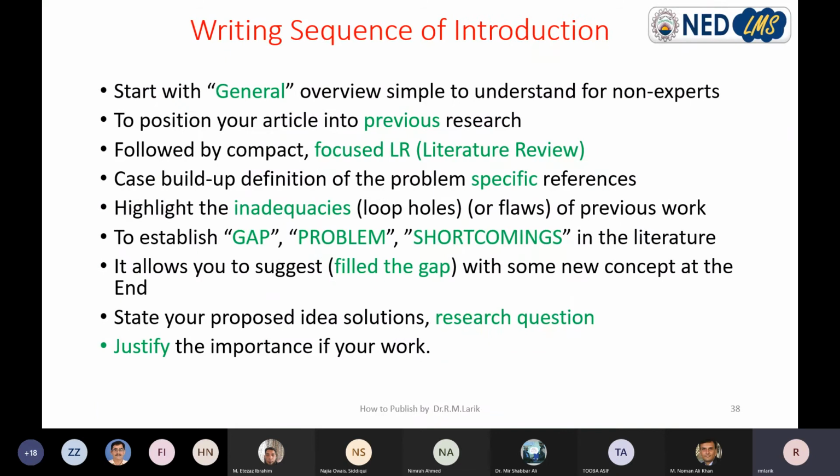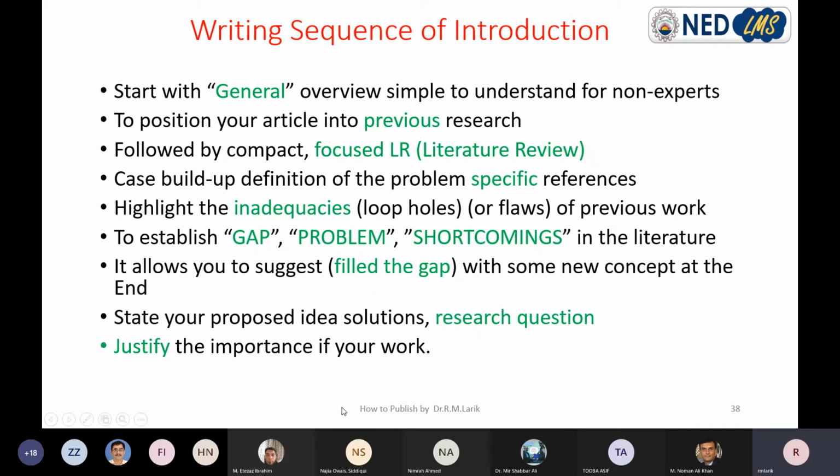This is the writing sequence for the intro. You have to start, as I have told you earlier, from the journal overview, the general overview, and then you have to position your article in the previous research: what flaws were in the previous research, and those flaws you have to cover in your research by your method, by your idea. This is followed by the concept, and that is the focused literature review. As I have told you earlier, the literature review is the backbone of the research. So if you've done your literature review in all aspects, then nobody stops you from publishing, right? And it's very easy to get published, right?